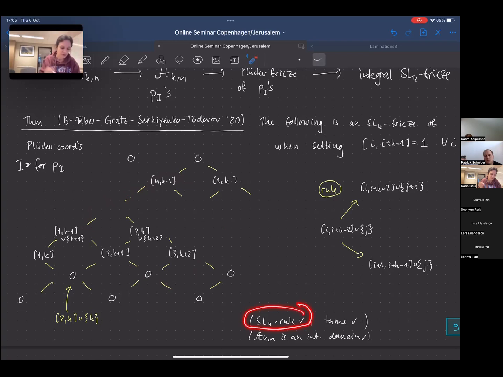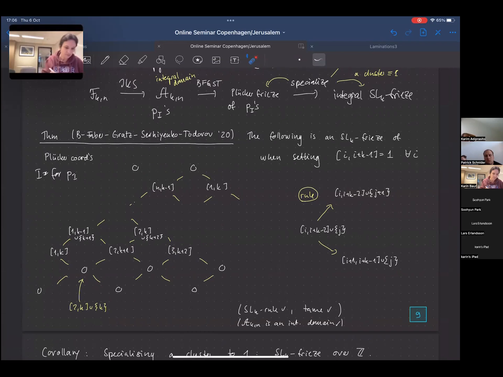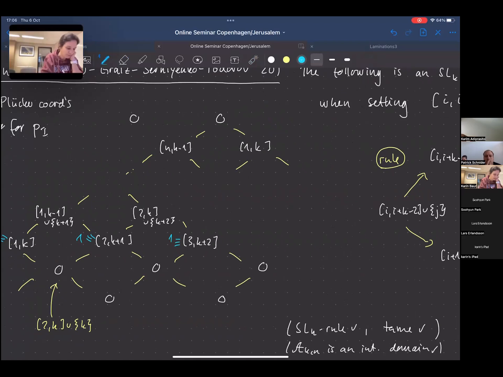And that's the hard part. But once you have that, you can look at k plus 1 by k plus 1 determinants, use expansion by a column or a row, and find that they're all vanishing. So it's tame. The cluster algebra is an integral domain. And so we have all the conditions for an SLk frieze. And that's our result. Except I should say we specialize these boundary elements to 1. So here we set 1. Otherwise, these determinants are going to be, well, we first express the determinants in terms of the boundary coordinates. And when we specialize to 1, we get the nice SLk result.